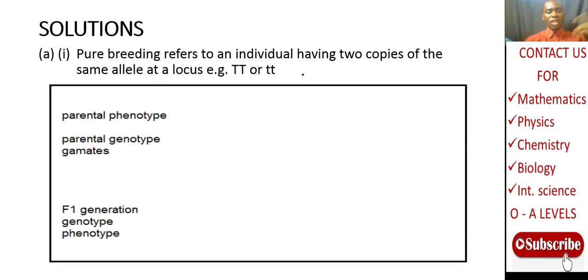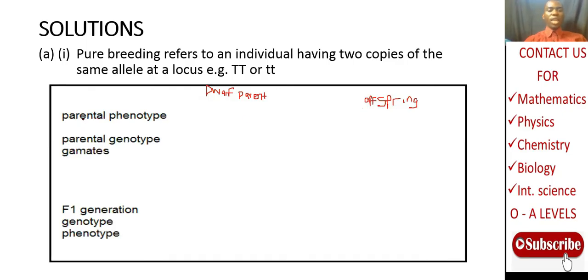Now let's do a genetic crossing here. Like I said, genetic diagram, this is what I'm about to demonstrate. So here, what are we crossing? On top here, you can just write what we are crossing: a dwarf parent. We are crossing a dwarf parent and one of the offspring. That is what we are crossing.